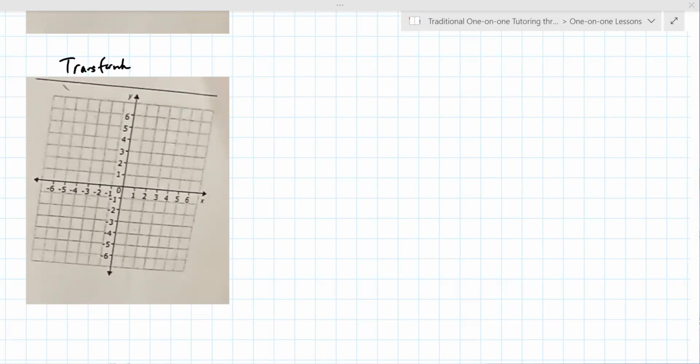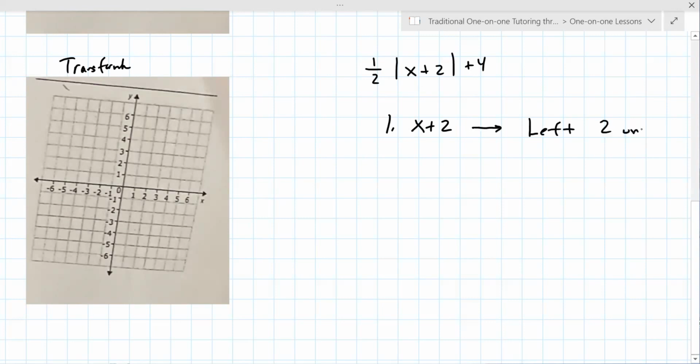For that, I would say that it is the transformations of f(x) equals the absolute value of x plus h. Well, yes, there's actually three transformations. The first transformation is this x plus 2. That moves it left 2 units. So that's our first transformation.